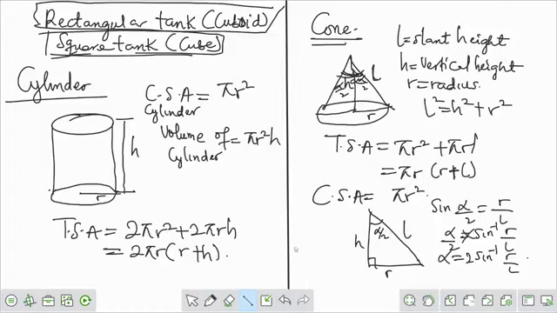Now there's something we call the volume of a cone. After that, we'll be going to how to convert a cone to, sorry about that, the volume of a cone.